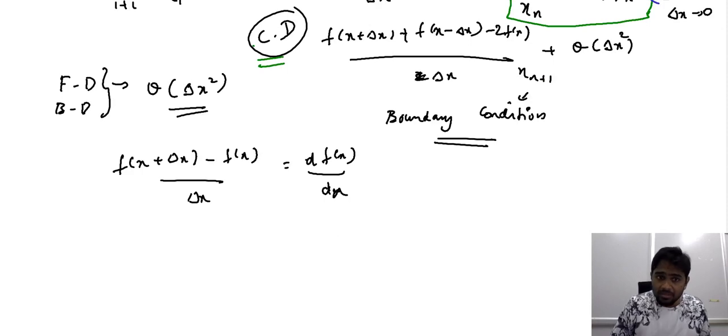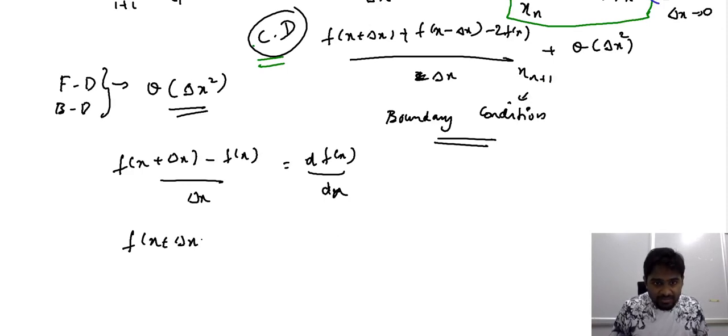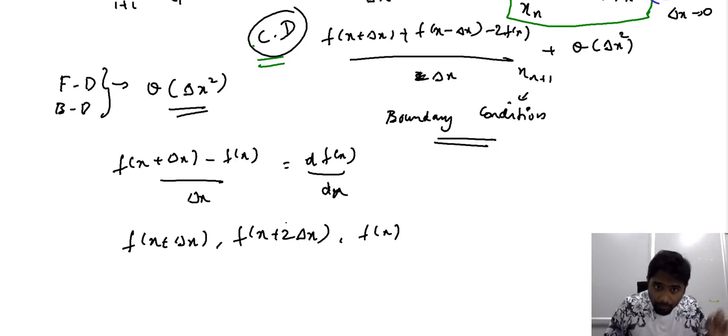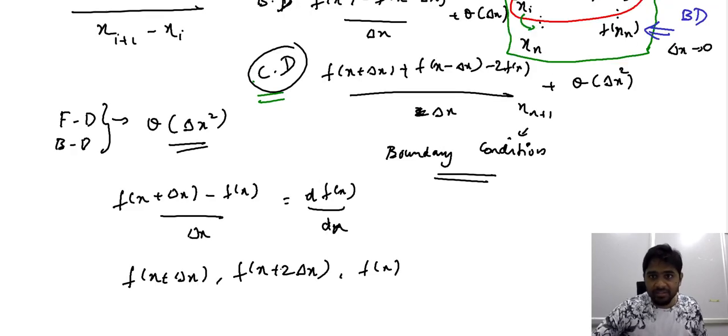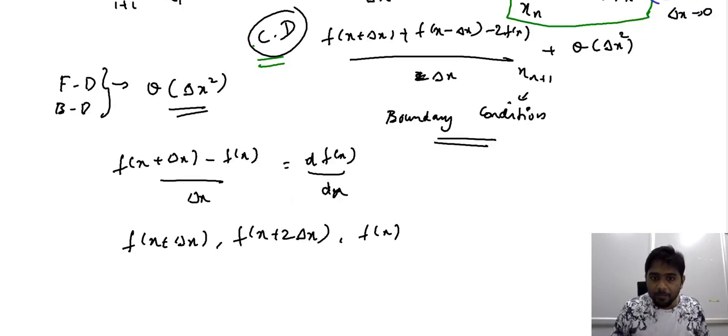So what it means is that instead of considering just x plus delta x, it is now possible for us to consider x plus 2 delta x, because there is a data point associated with x plus 2 delta x. This data point would be, in this case, f of x3, and this point would be f of x2, and this is f of x1.